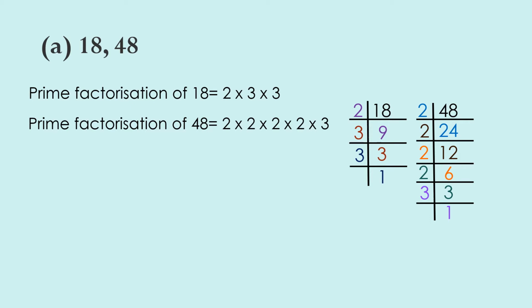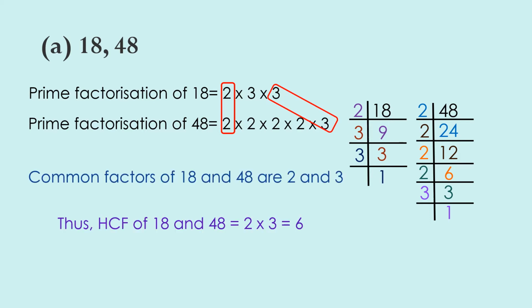Now the next step is we should circle the common factors. 2 is common in both and 3 is common in both. Now we can write the HCF as 2 into 3 is equal to 6.